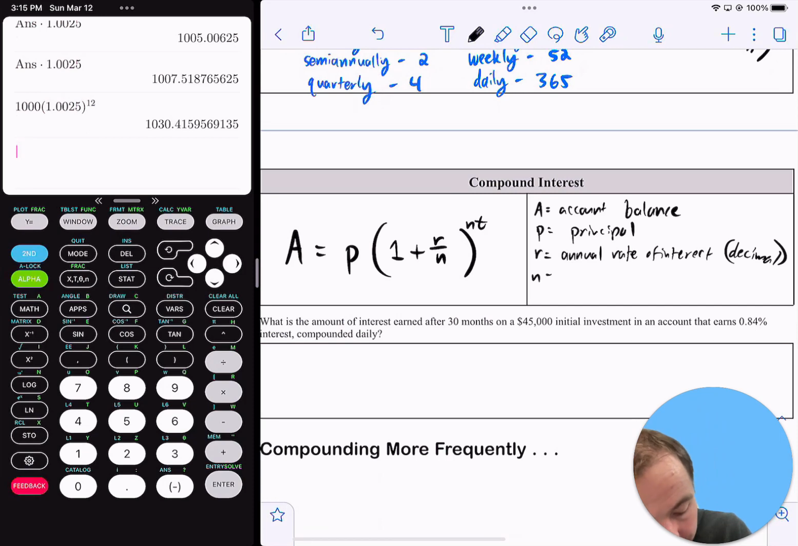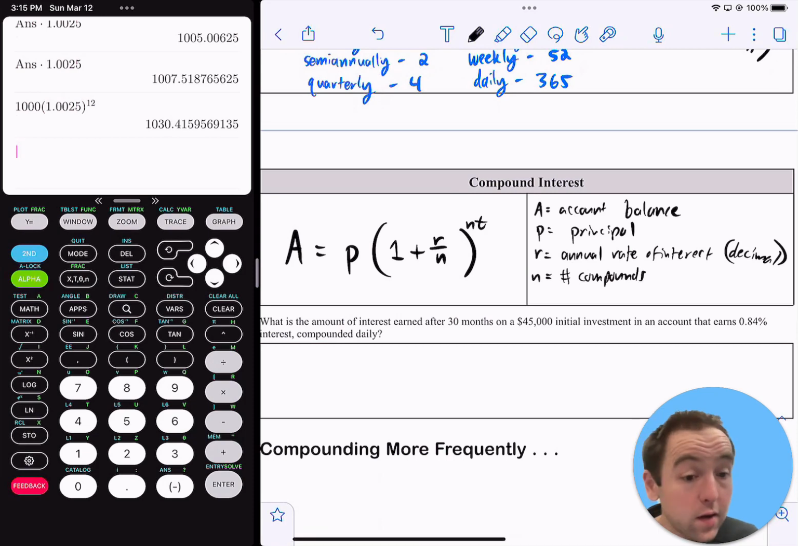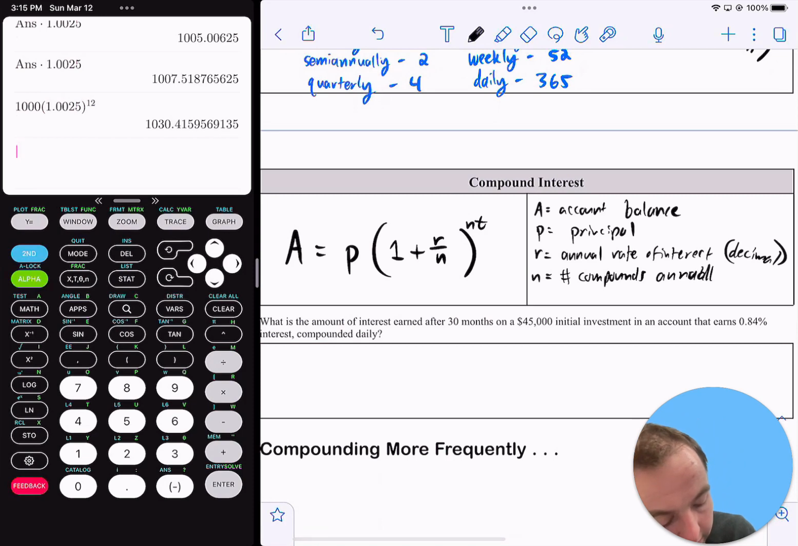And then N is going to be the number of compounds, so the number of times interest is added into your account, annually. Meaning we're only looking at the number of times in a single year that interest is added into your account. So if it was daily compoundings, then we would use 365 for N. If it was quarterly compoundings, then we would use 4 for N.